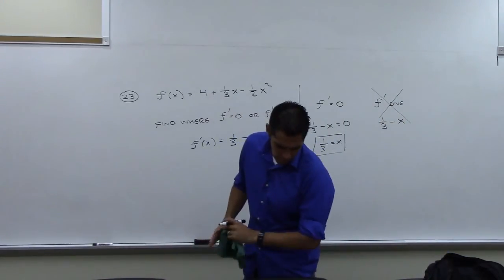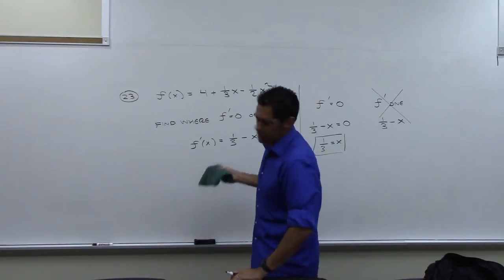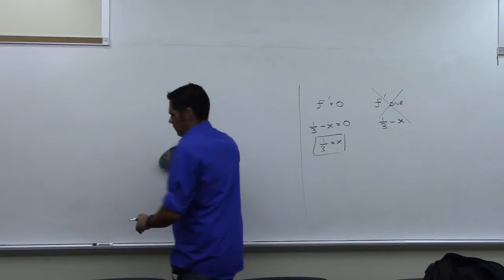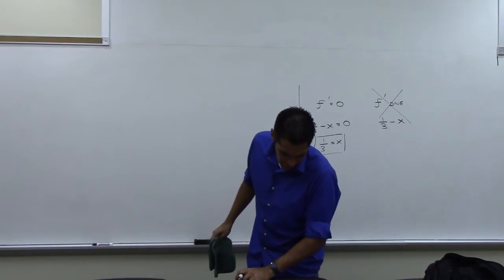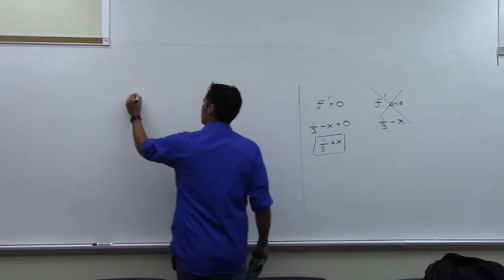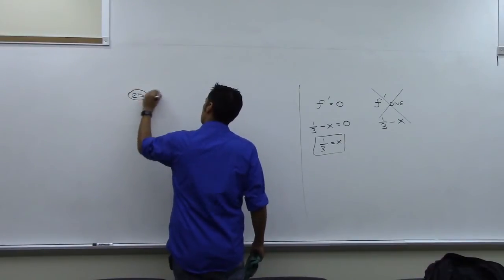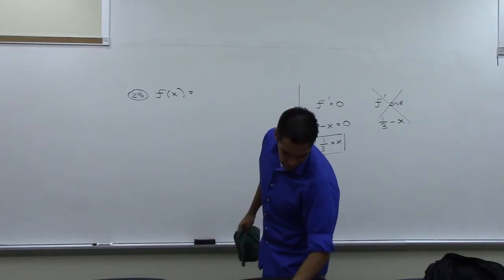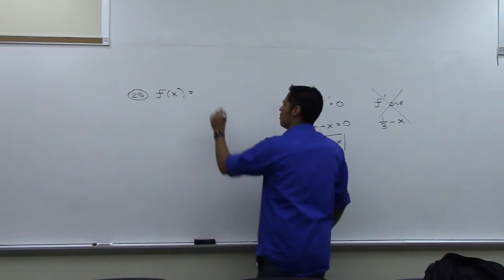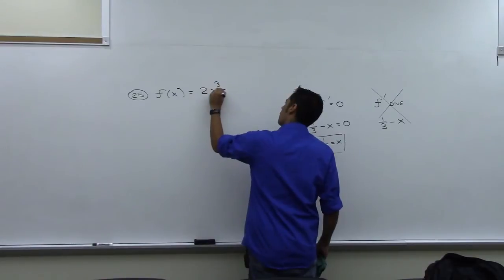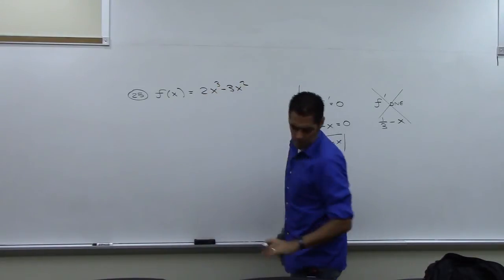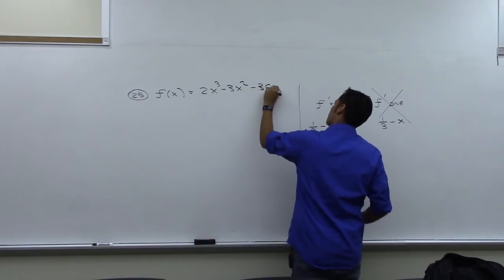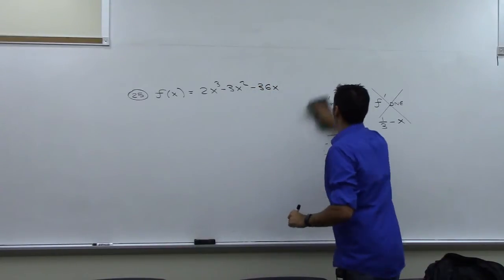All right, for number 25, I'm going to do the odds, and then hopefully in class I can do the evens. So 25. F of x equals 2x cubed minus 3x squared minus 36x. Same thing, we want to know the critical numbers.